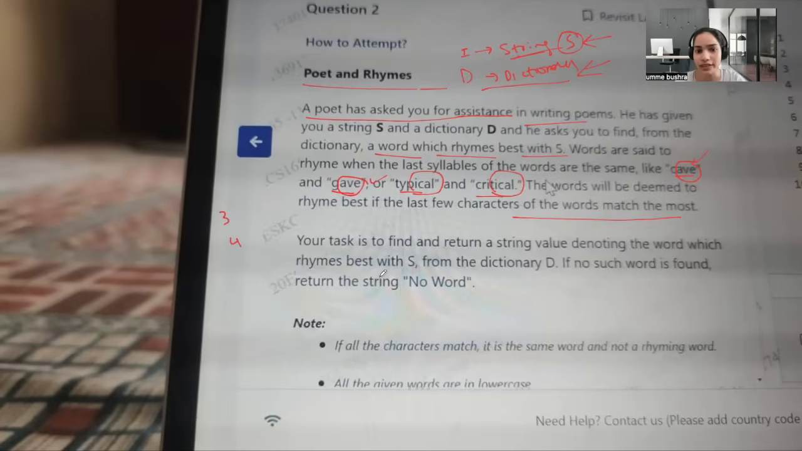Okay. Now we are clear what the question is asking us. So let's try to understand what our task now is. Our task is to find out and return a string. So what do you have to do? You have to return a string which denotes the value which rhymes the best with S, which means that the string that you're returning should have at least the last few letters in common. Clear? So whatever you're finally returning as a string should have the last few letters common.